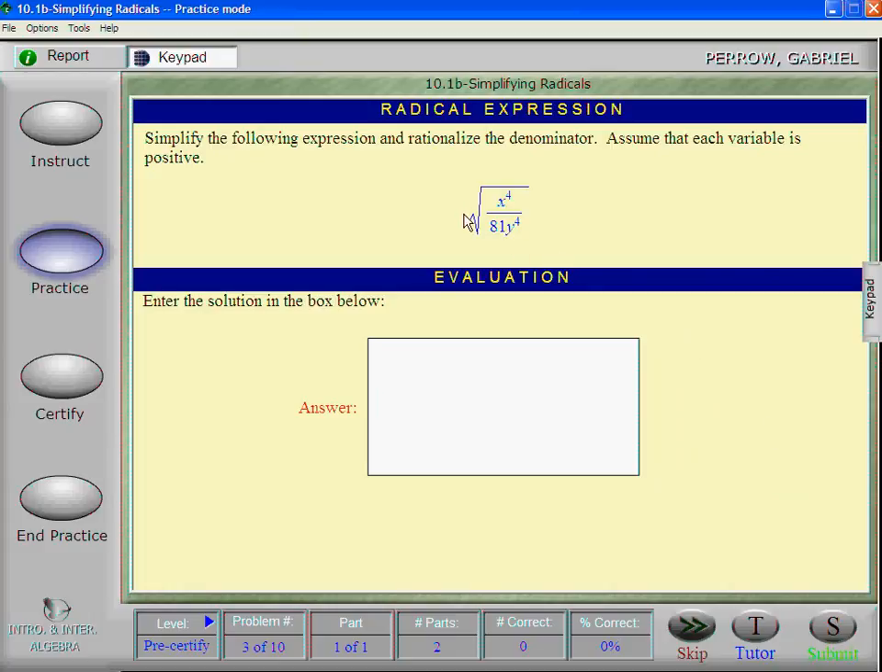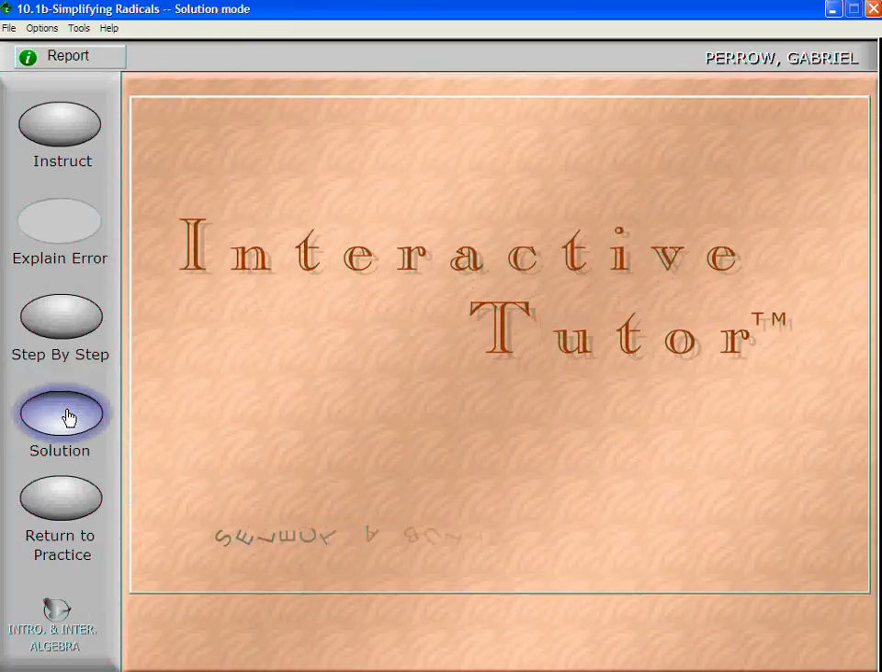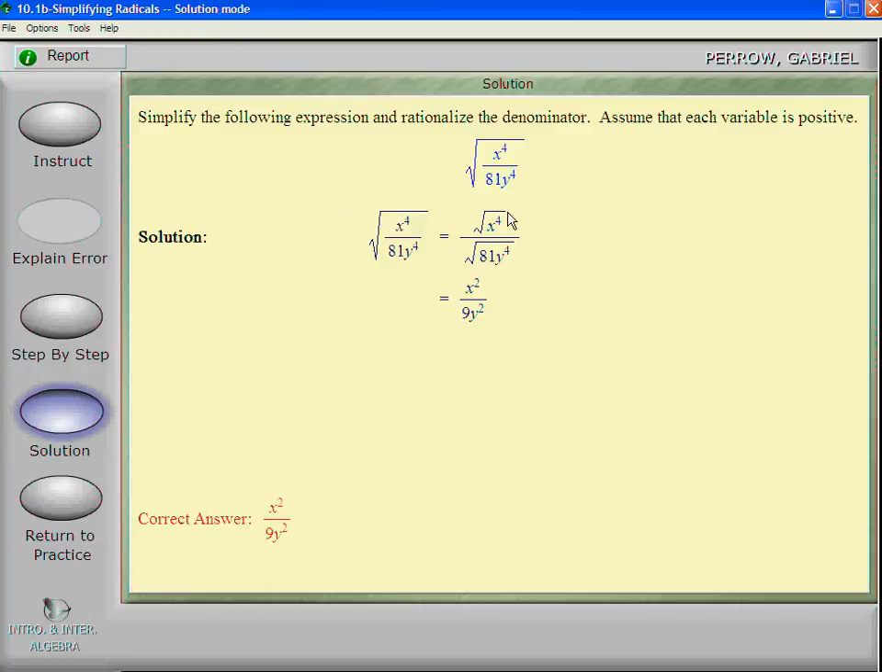Okay, maybe we'll encounter that again. This example says simplify the following expression and rationalize the denominator. So we're going to simplify, and with a fraction, we can take the same radical of the top and the bottom as the whole fraction. So if I have a square root of a fraction, what I have is the square root of the top and the square root of the bottom, and then, just like some of the other examples, halving the power.